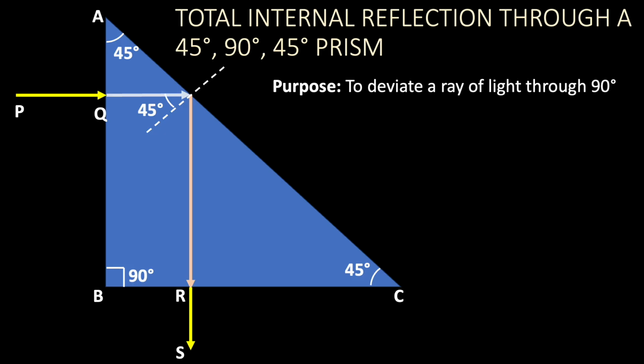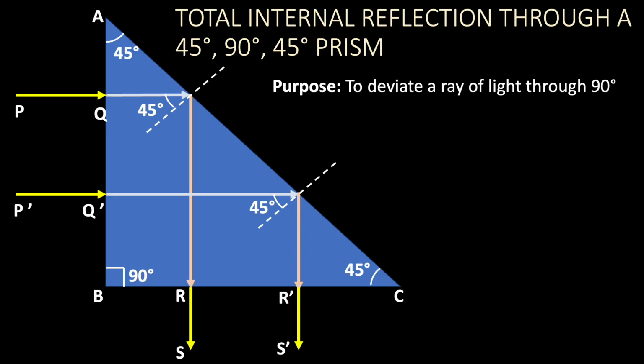Path of two rays, P Q and P', is shown here. So, using this right angled isosceles prism, we can deviate the ray of light through 90 degrees.